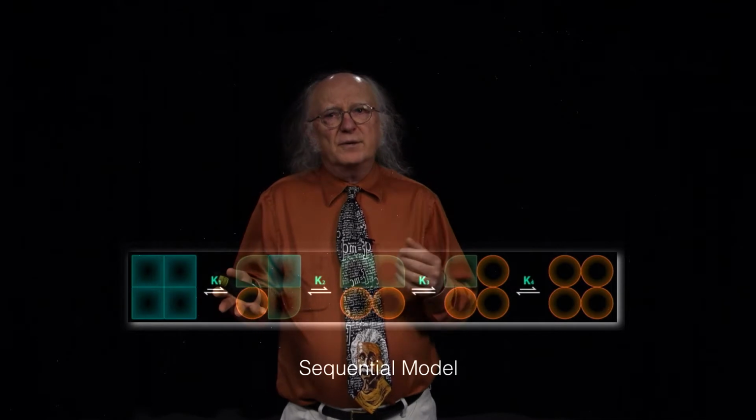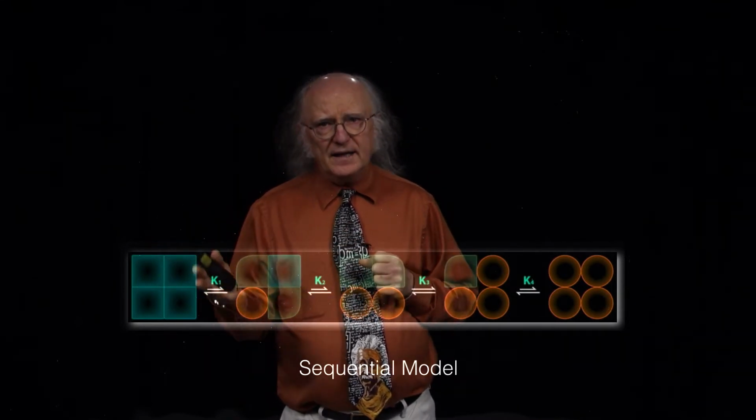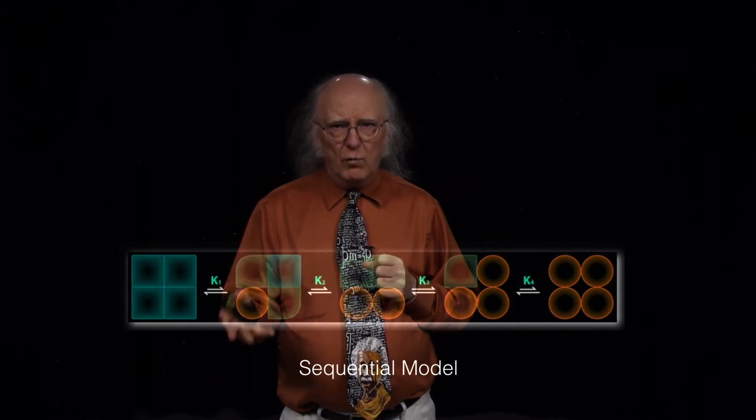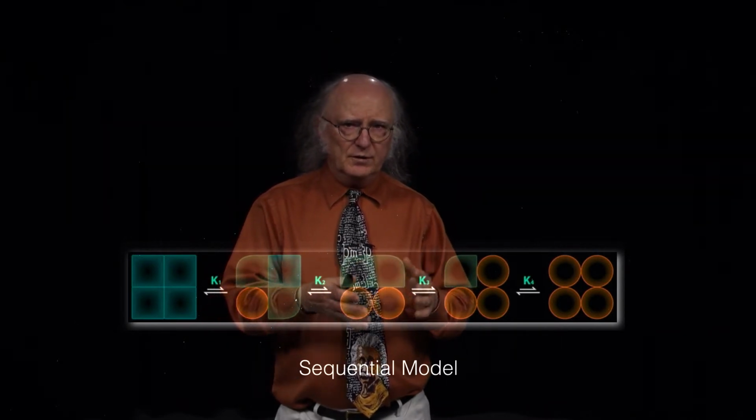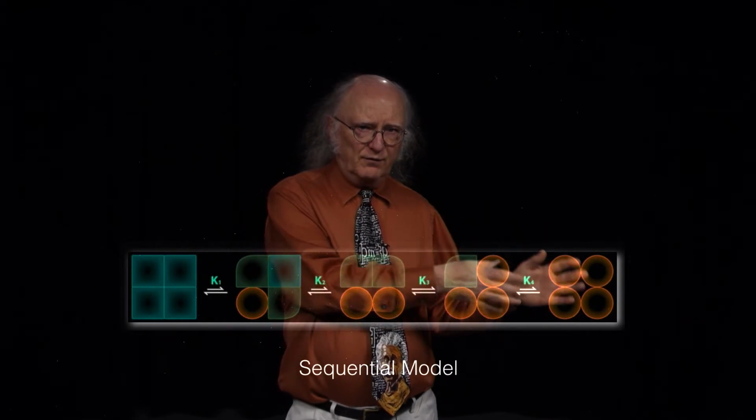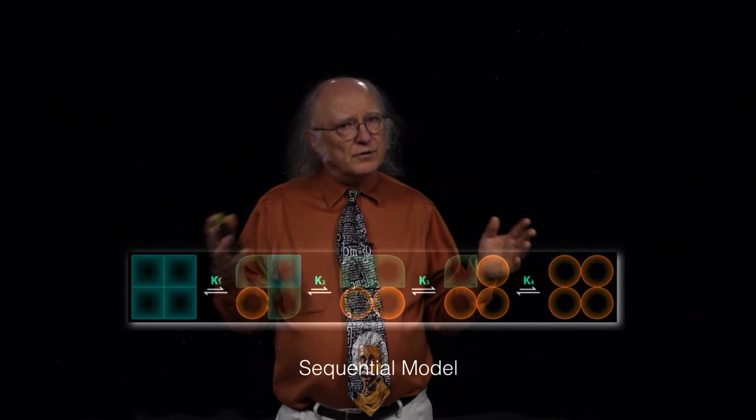And it's sequential because it happens one at a time, and it's sequential because the binding of one changes the others, okay? There's a sequence that has to happen. The first one changes the second one, changes the third one, changes the fourth one, okay? That sequence turns out to be important, and we'll see later that there's another model that is important for enzymes that is different than what we see here for hemoglobin.